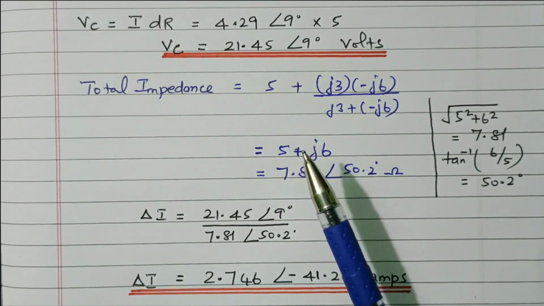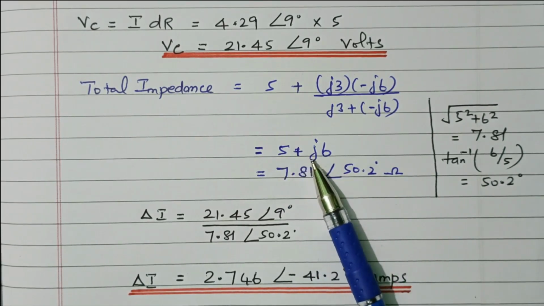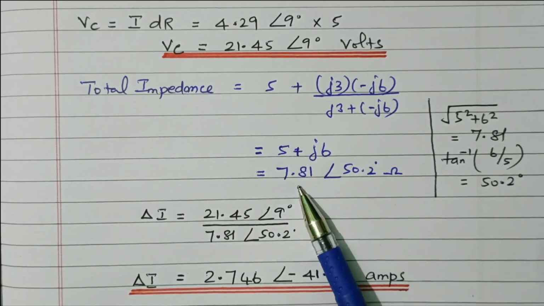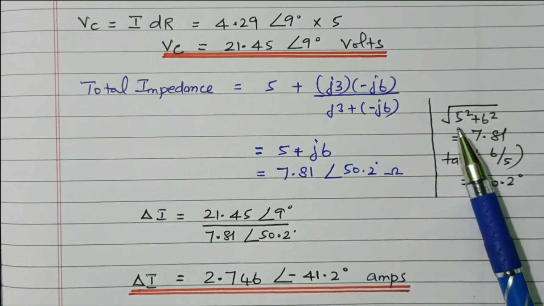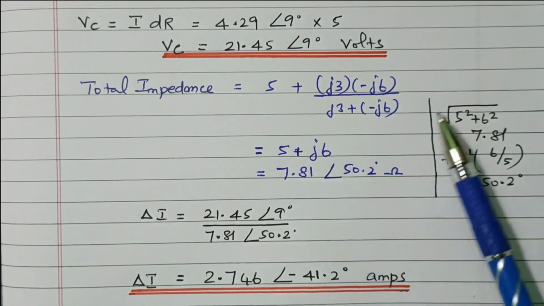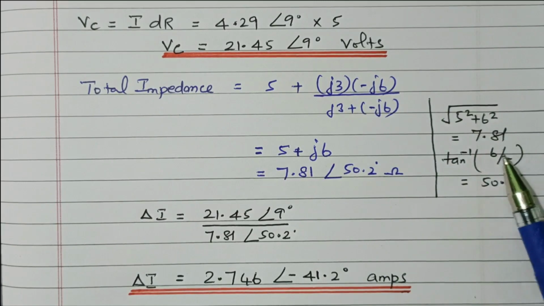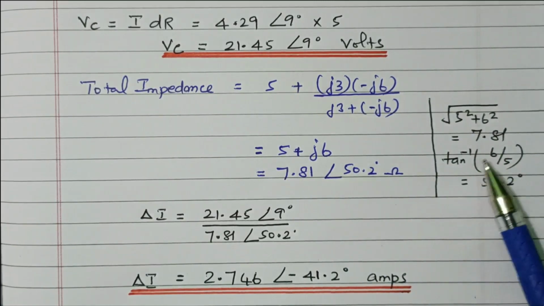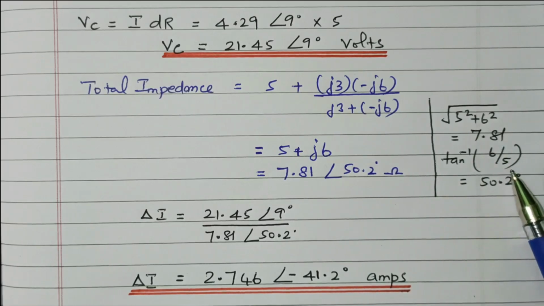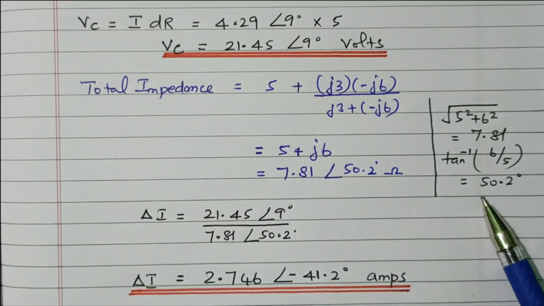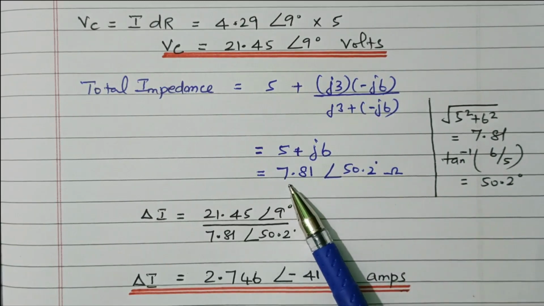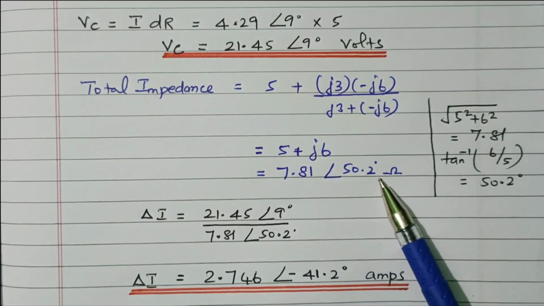So the same thing that we discussed here. Only here it is 5 plus j6. In the previous case, 10 plus j6. Right. So this is the rectangular form. That is converted into polar form. How to do that? Square root of 5 square plus 6 square. So 7.81. The angle is tan inverse B by A, imaginary term divided by real term. 6 by 5, 50.2 degrees. So the magnitude is 7.81, angle 50.2 degrees.